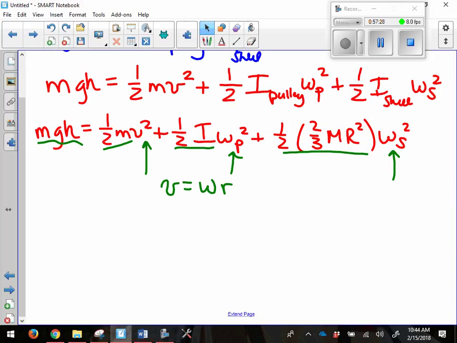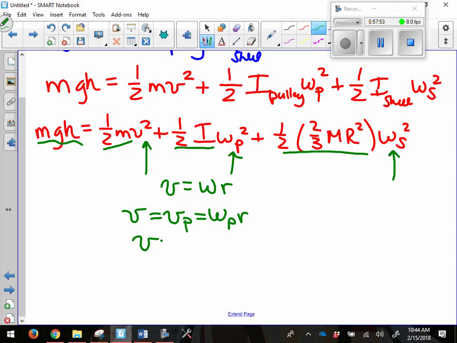Okay? So VP is going to be omega P times little r, because that's the radius of the pulley. And actually, that's going to be equal to V, but I want you to know it's for the pulley. For the shell, it's going to be omega S times what? Capital R, because that's the radius of the thin spherical shell, and I want to go out that far.